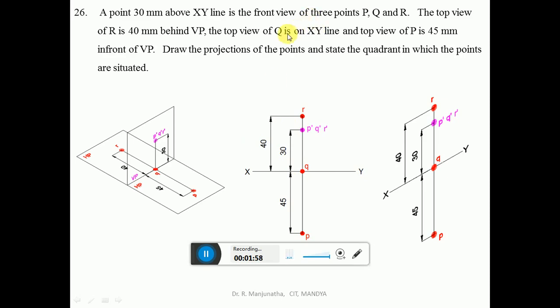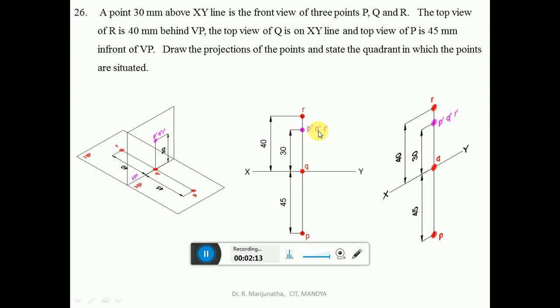Then he says draw the projections. So this is the projection, and state the quadrants in which the points are situated. So P dash is above XY line and P is below XY line. Therefore point capital P lies in first quadrant.